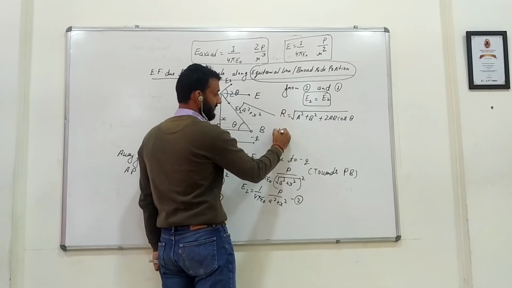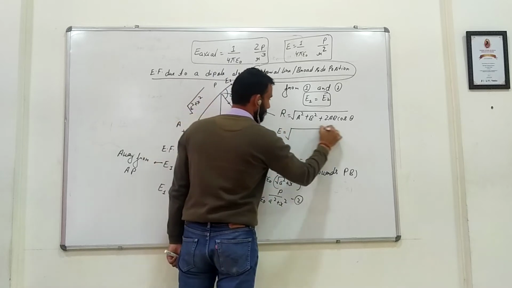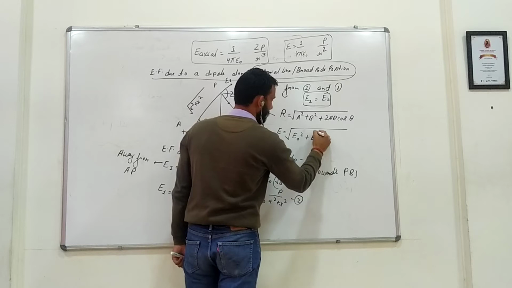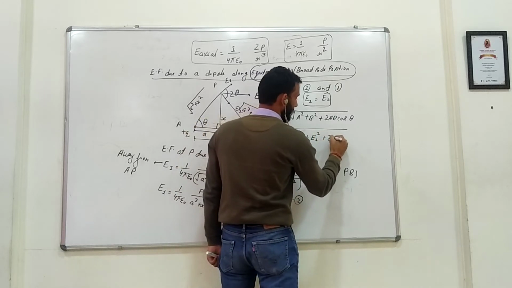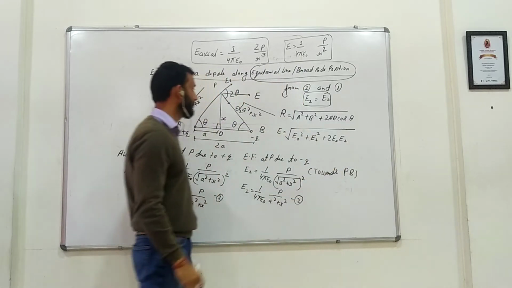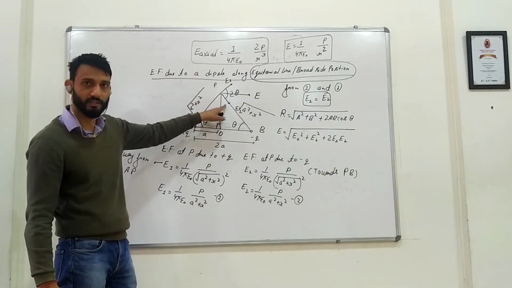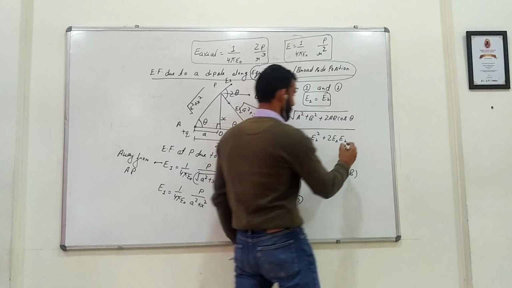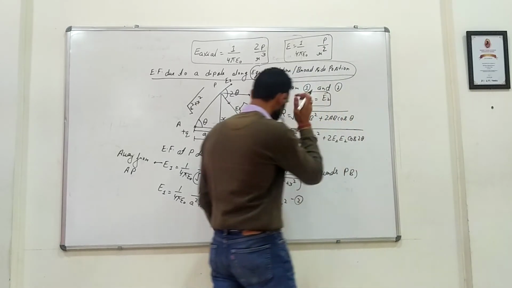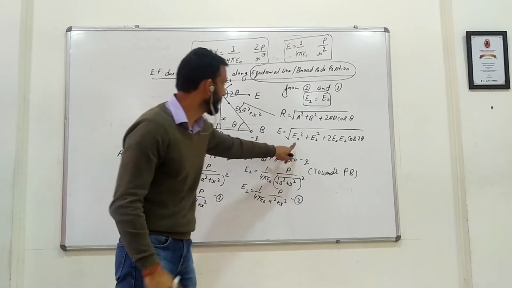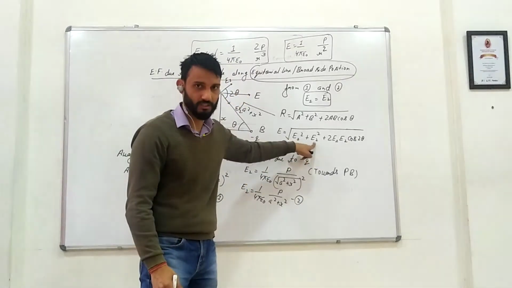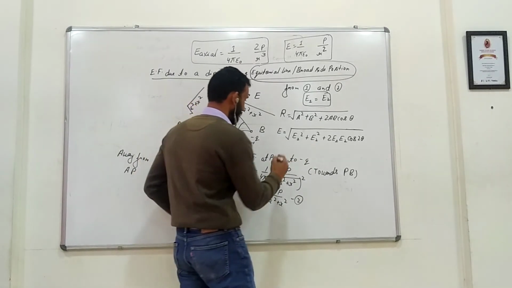If I do it with E, it will be under the root E1 square plus E2 square plus 2 E1 E2 and the angle between E1 and E2. So what is the angle between E1 and E2? 2 theta. So it will be cos 2 theta. Now we know that E1 and E2 are equal. So instead of E2 I am writing E1, because they are equal.